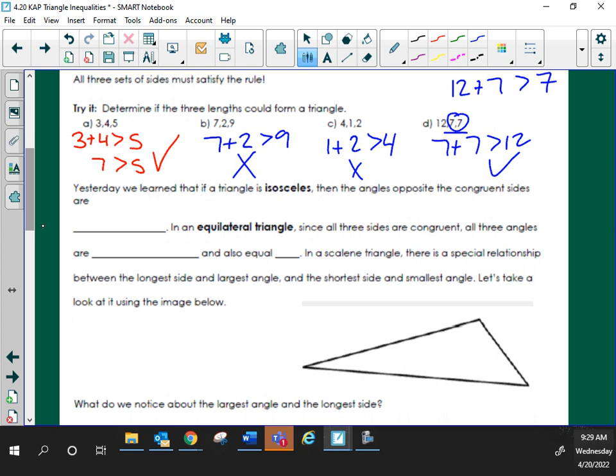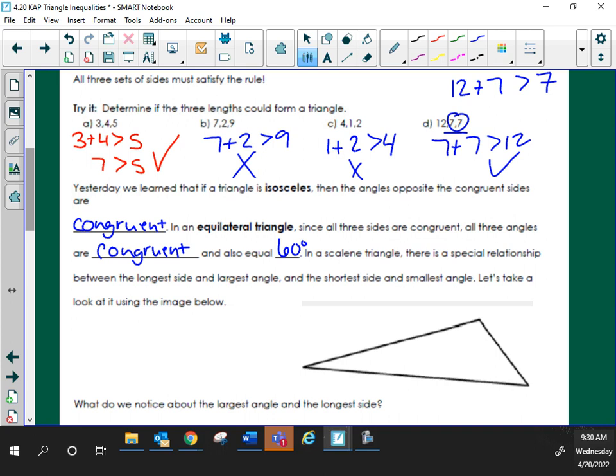All right, then the rest of the notes today are pretty much tied in with yesterday. It's just re-discussing it. Yesterday we learned that if a triangle is isosceles, the angles opposite those congruent sides are congruent as well. In an equilateral triangle, since all 3 sides are congruent, all three angles are congruent. And the angles always equal, not 180, each angle is 60. That's always true in an equilateral.